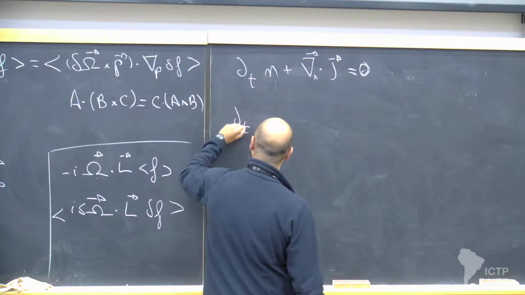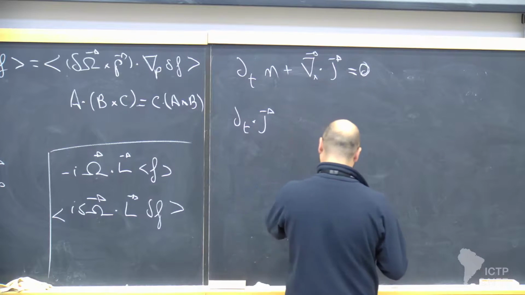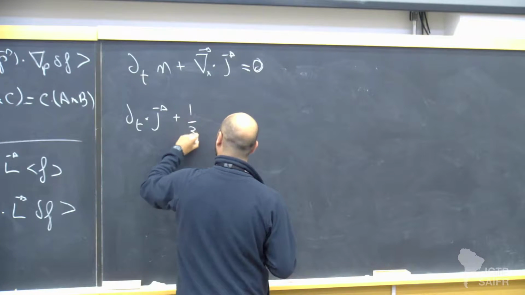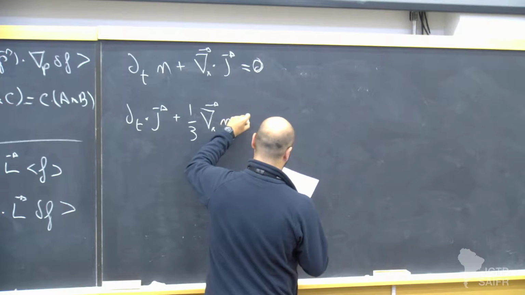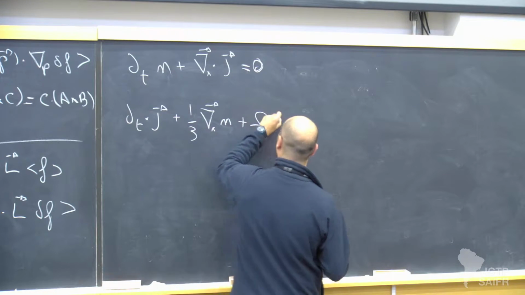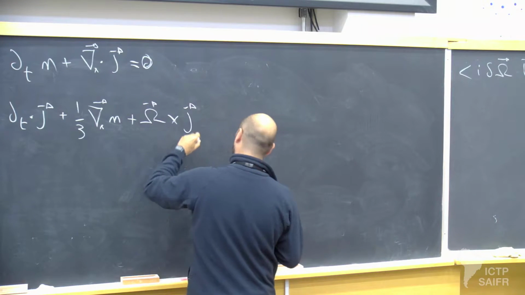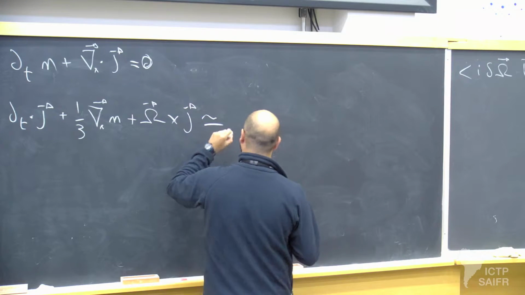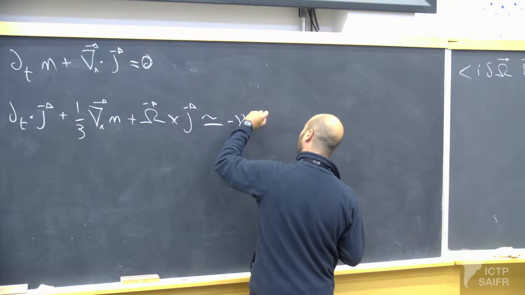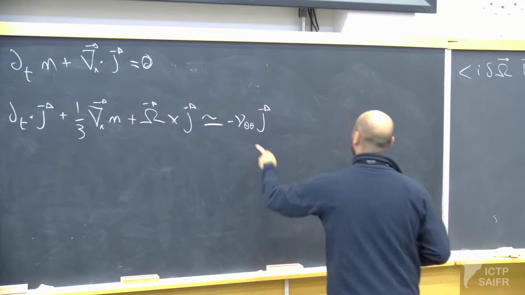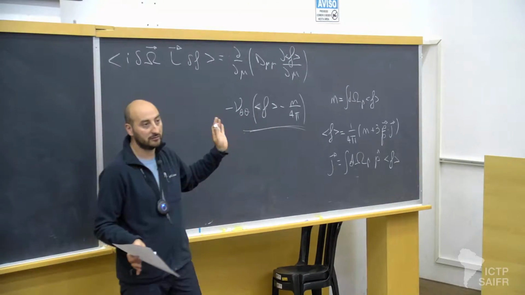And then the other piece would be the time derivative of j plus 1/3 of the gradient of the density plus a term which is omega cross j, approximately equal to minus nu j. This is approximately equal because I'm doing this ansatz, which is not exact, okay?